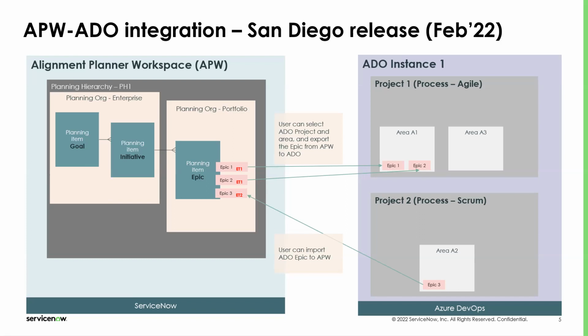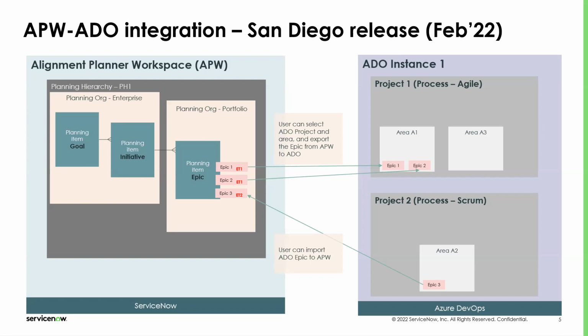And whenever they think that these epics are ready for execution, they can export those epics to ADO. So they can go into the details of those epics. They can select the execution system as Azure DevOps, and then they can define the ADO project for this epic and select an area. And then when they save this epic, it will be exported to the respective project and area in Azure DevOps.